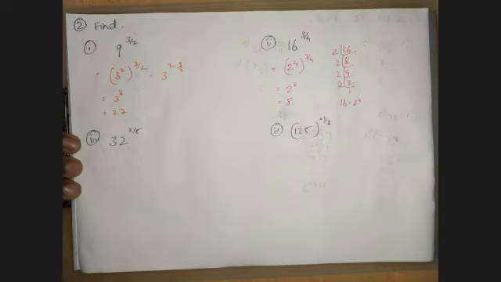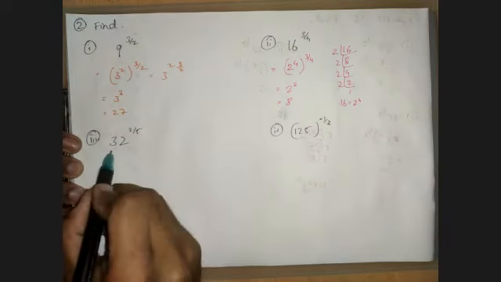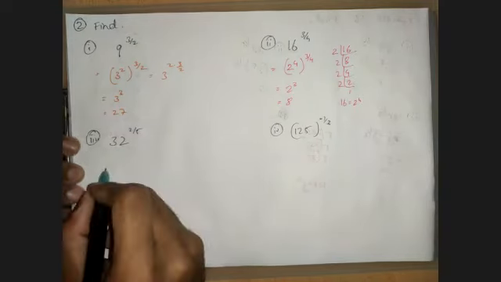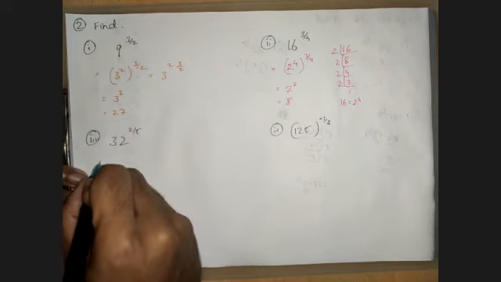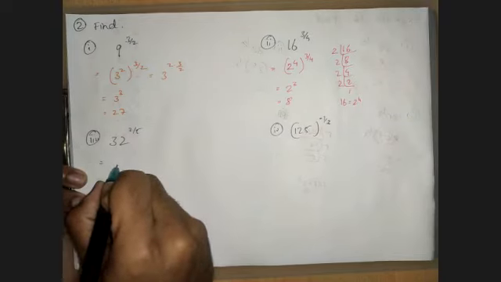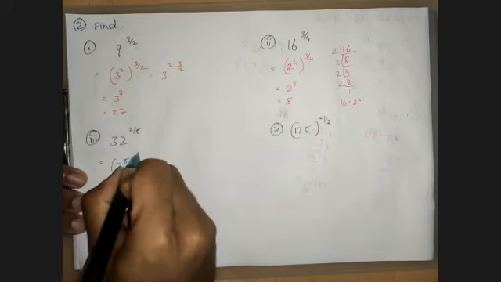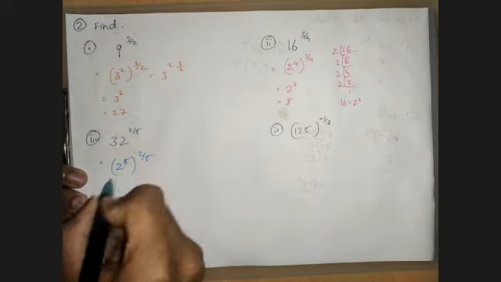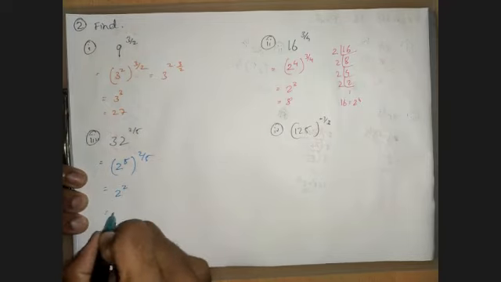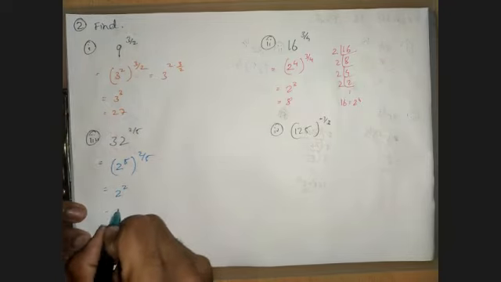Now let us look at another problem, that is 32 power 2 by 5. So we have already seen that 32 is 2 power 5, whole power 2 by 5. So 5 gets cancelled. It is 2 square, which is equal to 4.